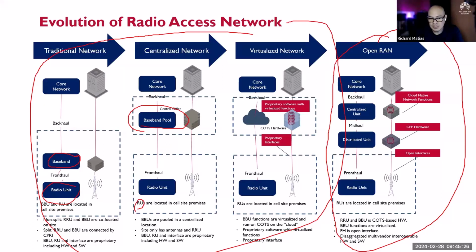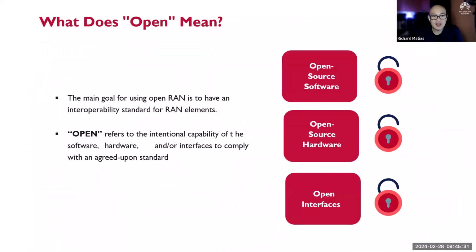So when we say open, it means open source software, open source hardware, and open interfaces. The main goal of opening the RAN is to have an interoperability standard for RAN elements. Open means an intentional capability of the software, hardware and interfaces, but complying with an agreed upon standard like 3GPP and, of course, the O-RAN Alliance.